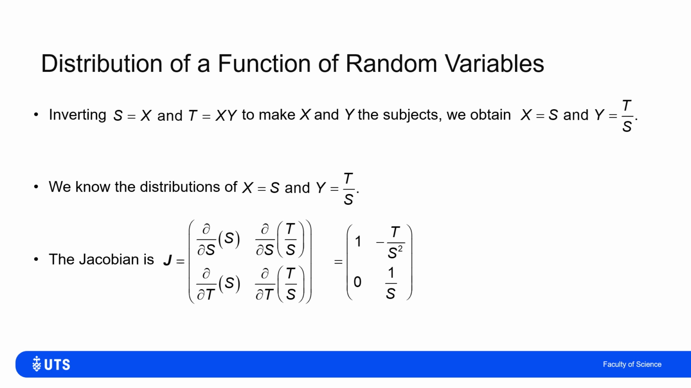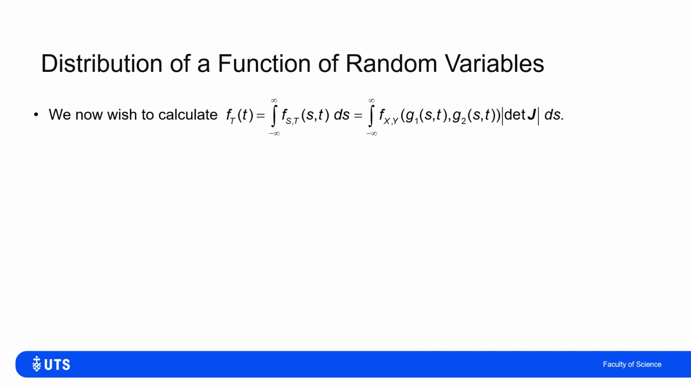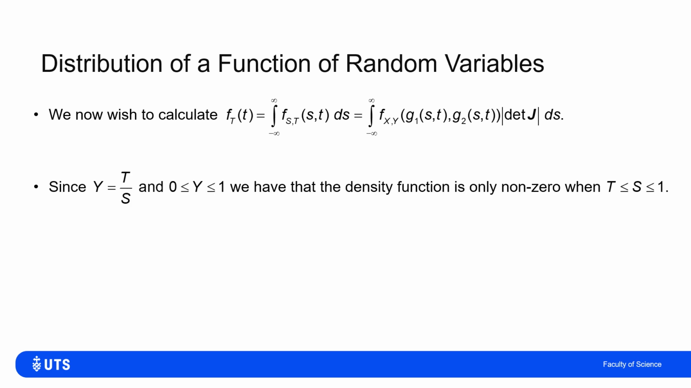Determinant is just the product of the top left times the bottom right minus the other diagonal product, which in this case is 1 over s minus 0, so 1 over s. So I put all that together. That may look a bit of a mess, but in this case, I think it's quite simple, or much simpler than it might be. The only difficult part really is the ranges of these things.